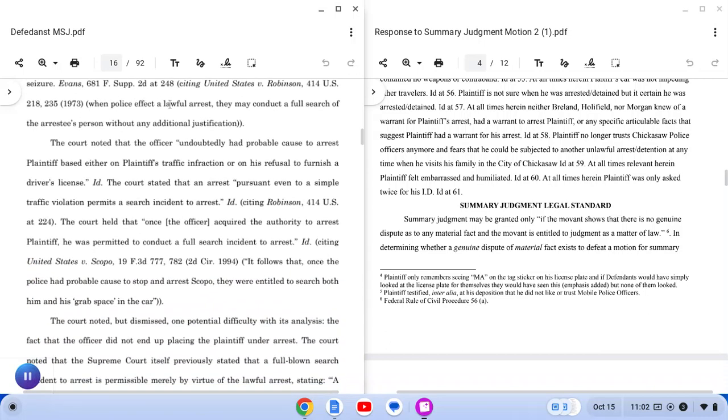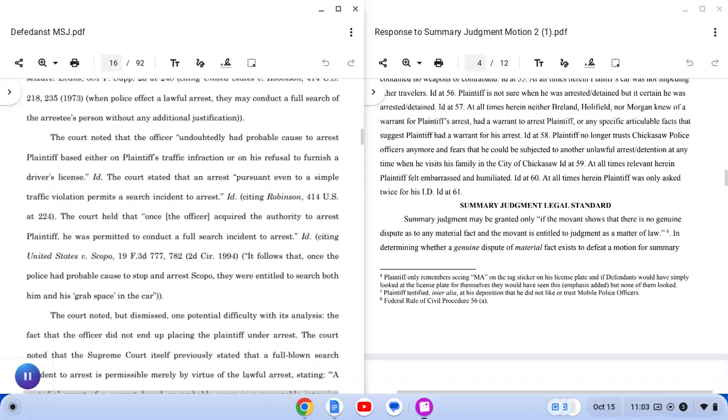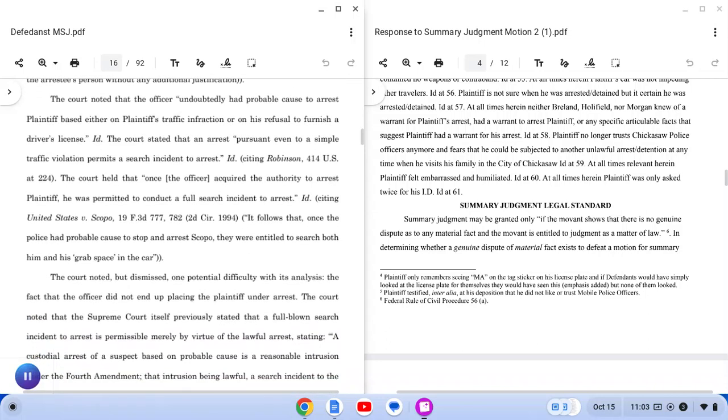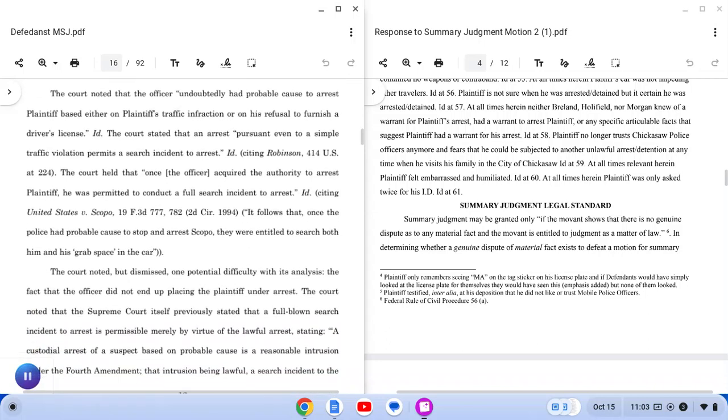When police effect a lawful arrest, notice the arrest has to be lawful. Notice they use the word lawful. They don't say when the police effect an unlawful arrest. No. When police effect a lawful arrest, they may conduct a full search of the arrestee's person without any additional justification. It has to be lawful, y'all. It has to be lawful. And if it's not lawful, then they can't use none of the evidence against you. You don't have to do nothing they say. Nothing.